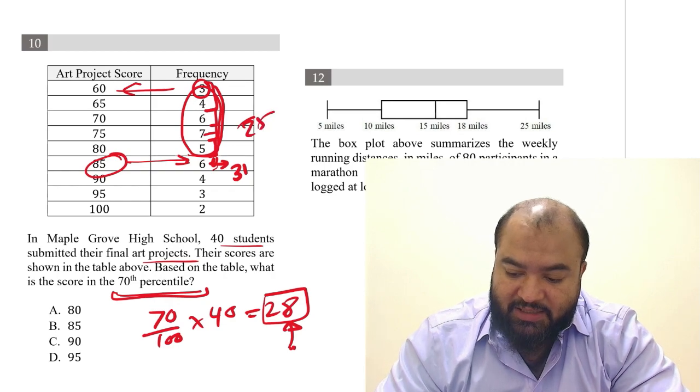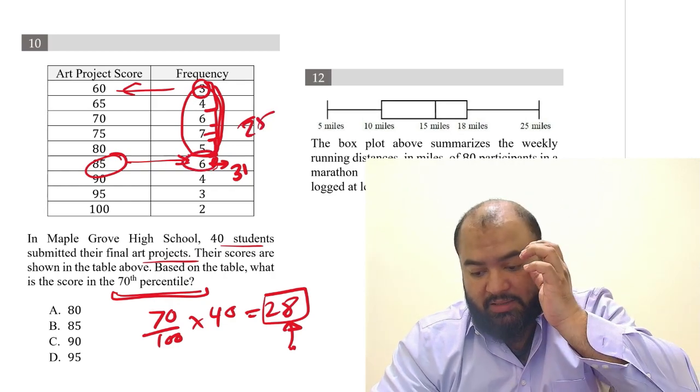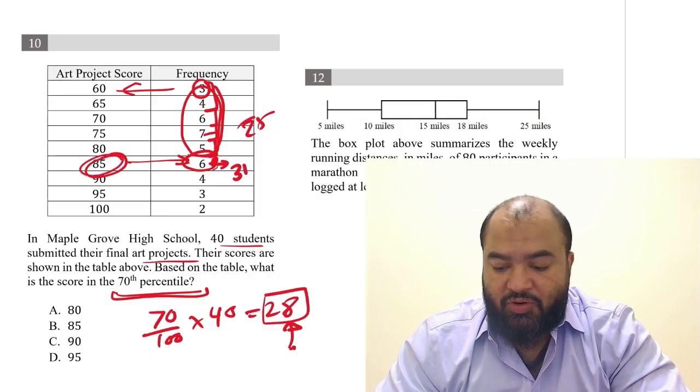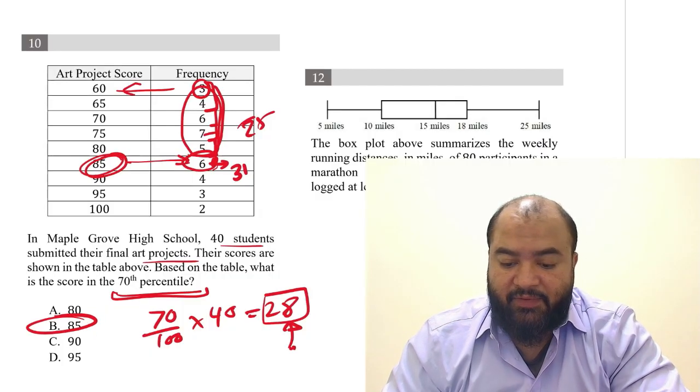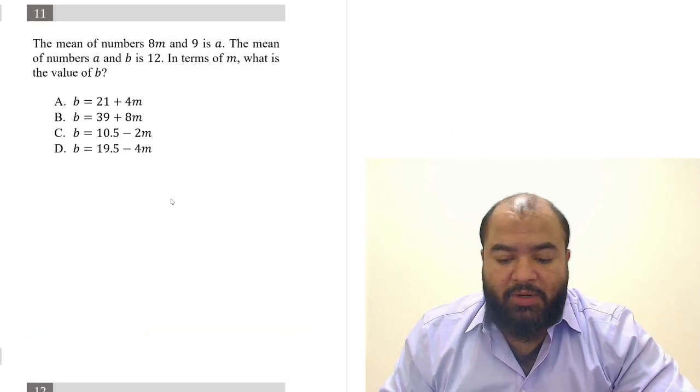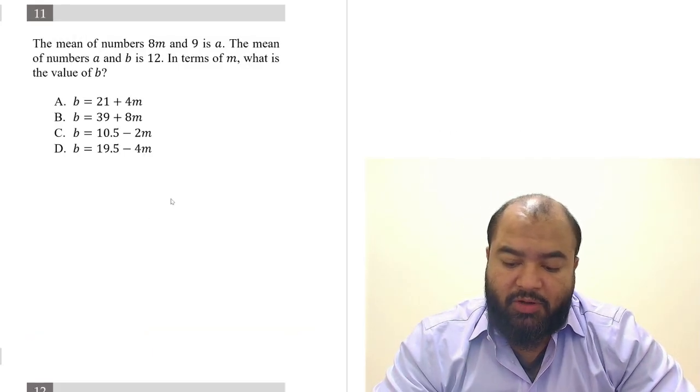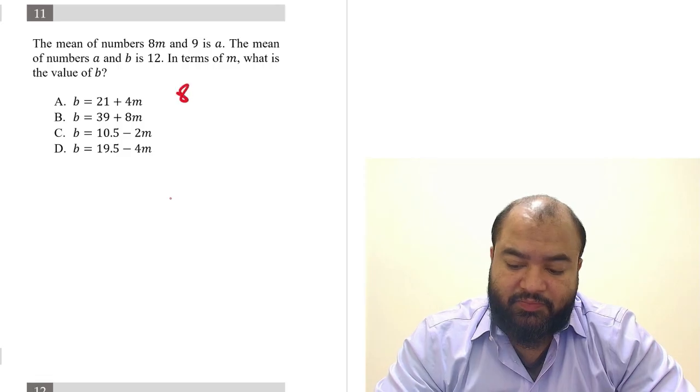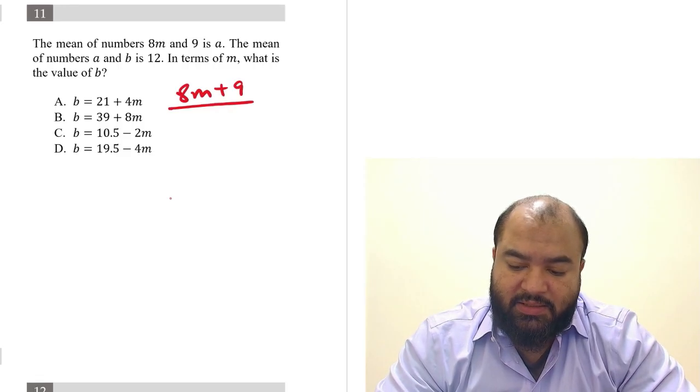So the 28th score falls here on the 85 score. One of them is the 28th score. So the answer is 85. Number 11. The mean of numbers 8m and 8m plus 9 is A.